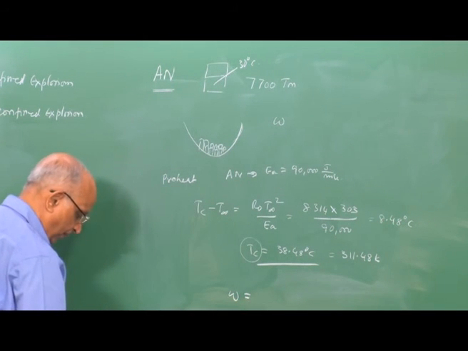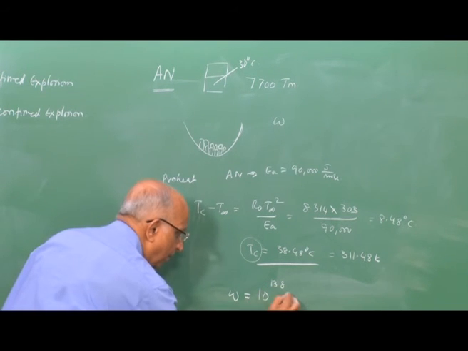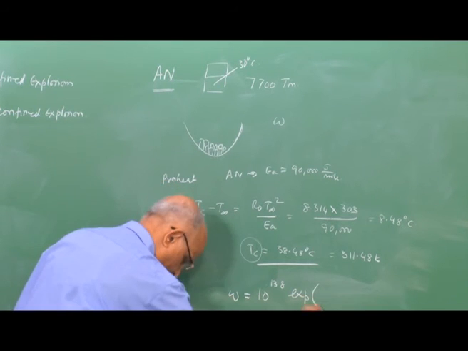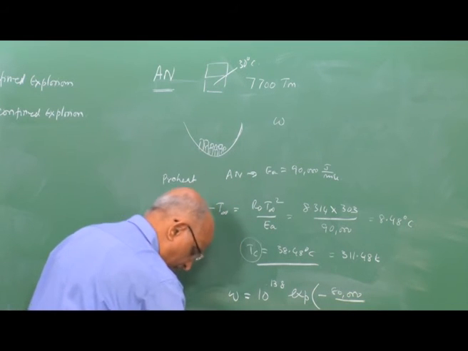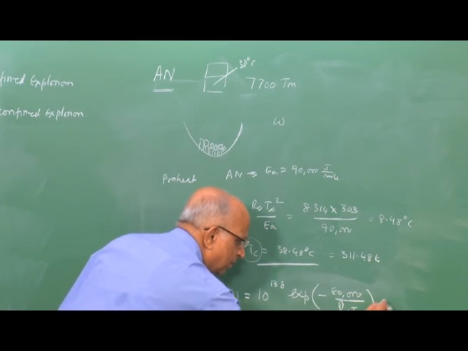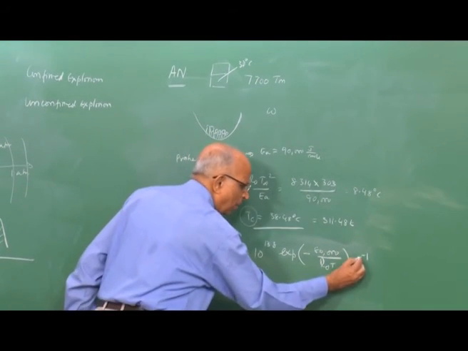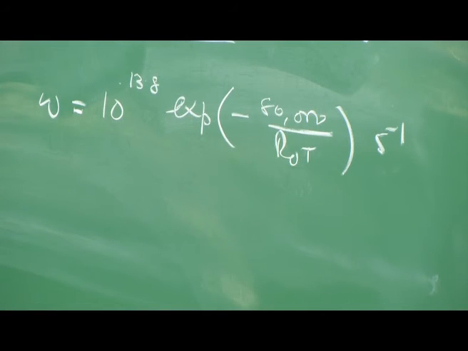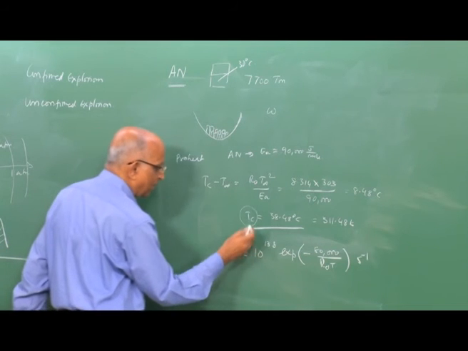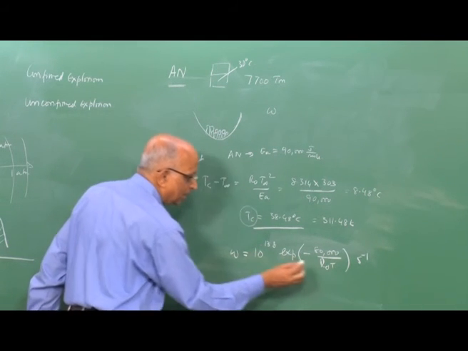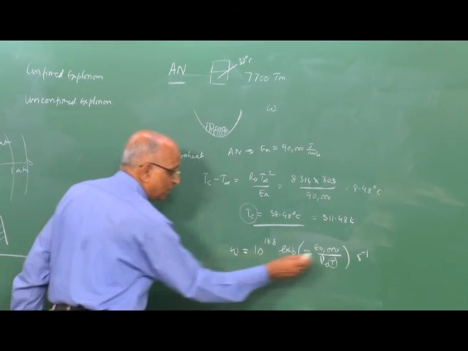is given by 10 to the power 13.8 into exponential of minus 80,000 divided by R naught T, second inverse. That means it is something in which even the concentration is not playing a role; this is the rate of a reaction. Therefore, how do we evaluate the heat release? We find out the rate of reaction under the critical condition, that is Tc, that means temperature is going to be 311.48. We evaluate so much second inverse.